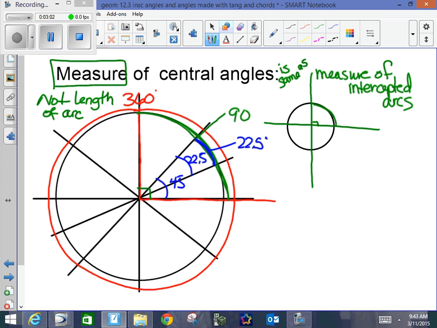So central angle, remember, is the center of the circle vertex where radii are the sides. All right, any questions about that? Let's move on to the next page.